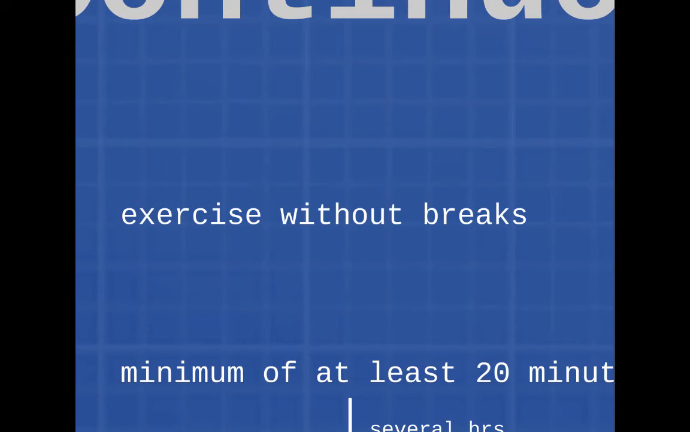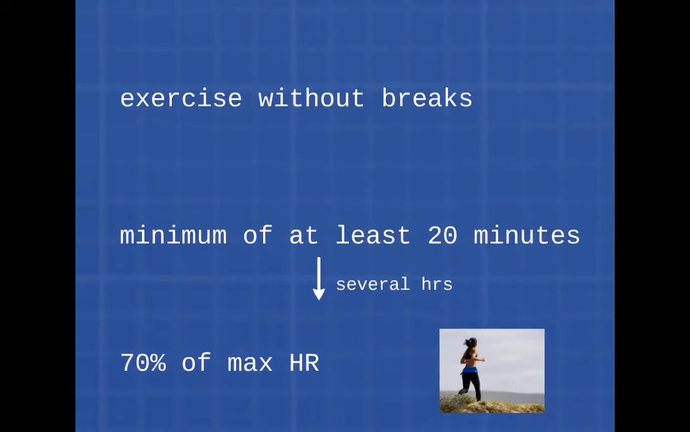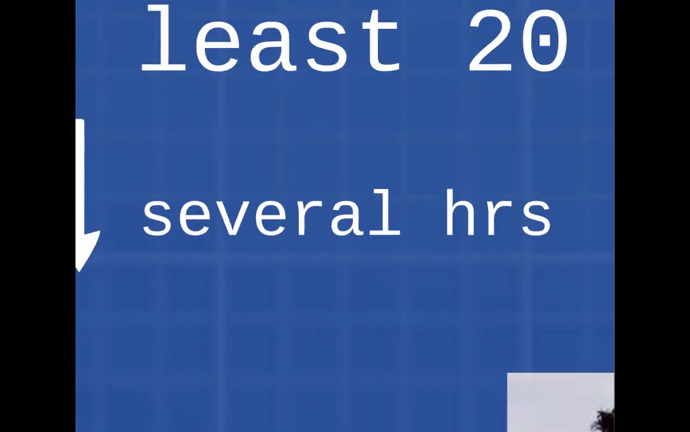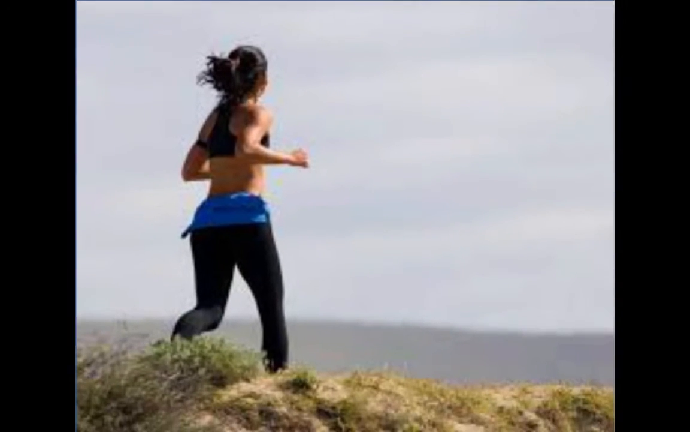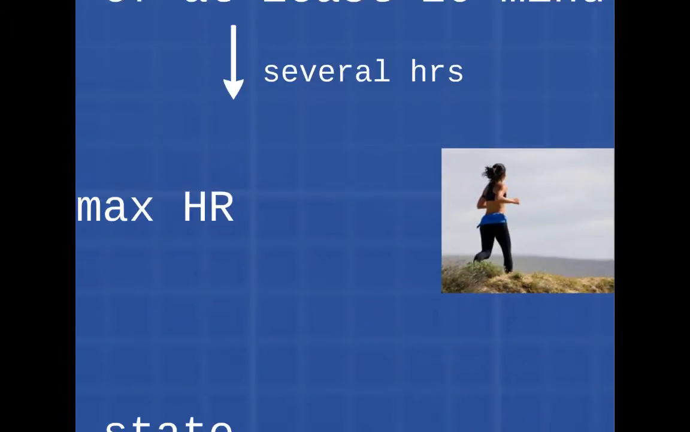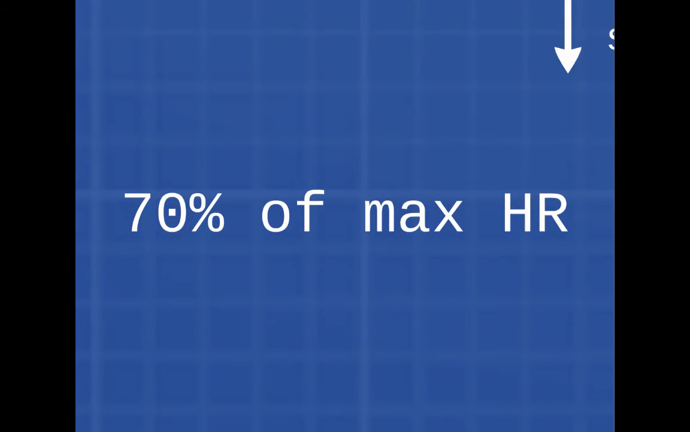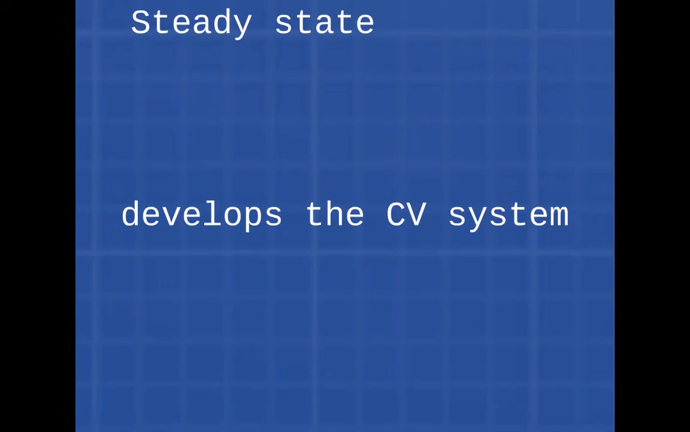Continuous training is exercise without breaks for at least 20 minutes to several hours, depending on the fitness levels of the athlete and the intensity or heart rate the athlete trains at. I think the best example to use would be training at 70% of maximum heart rate, and a good term to use is steady state exercise, meaning it doesn't vary too much in intensity. The reason continuous training is done is to develop the cardiovascular endurance of the athlete.